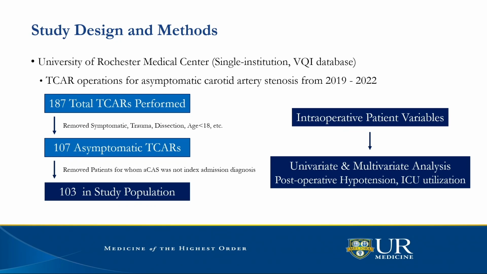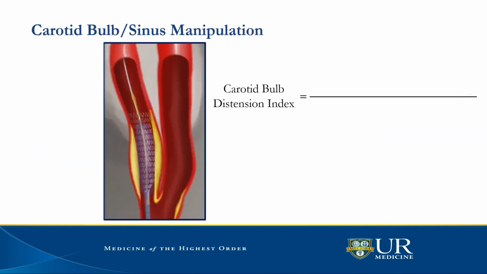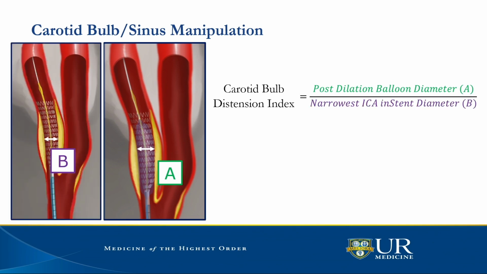We also looked at ICU utilization as a secondary endpoint defined by transfer or admission to the ICU within 24 hours of the index TCAR procedure. In order to quantitatively gauge carotid bulb distension, we used an index looking at the diameter of the post-stent dilation balloon, represented here by A, compared to the narrowest ICA diameter after initial stent deployment, represented in B.